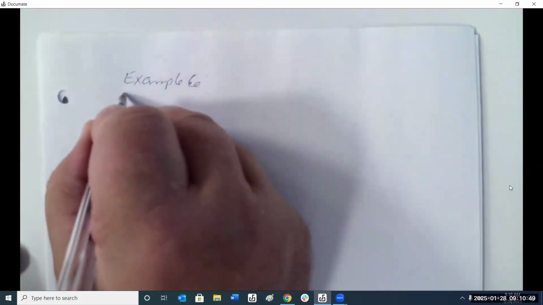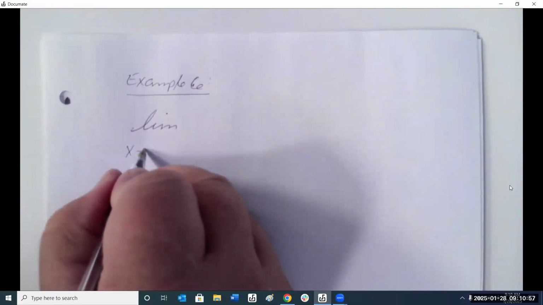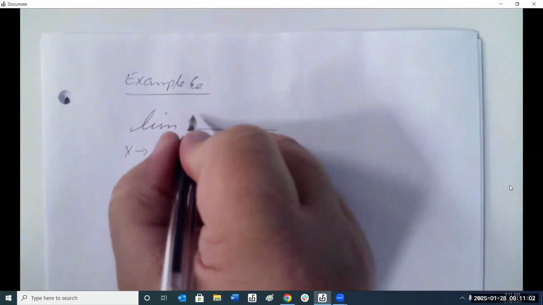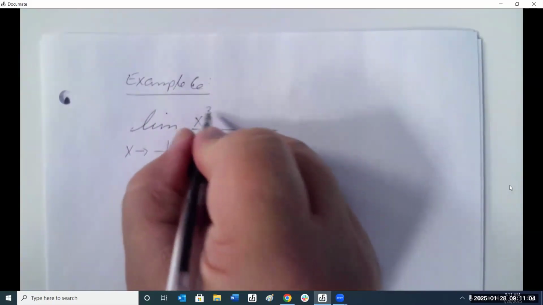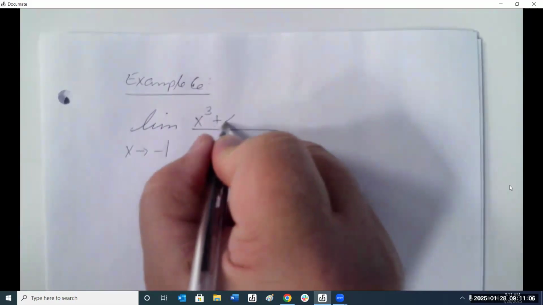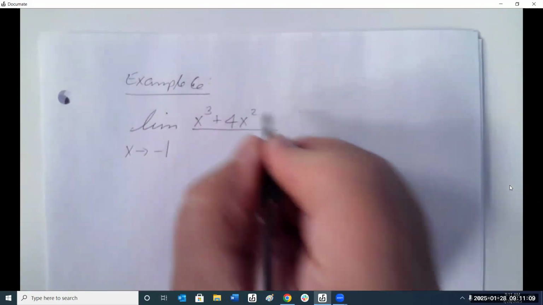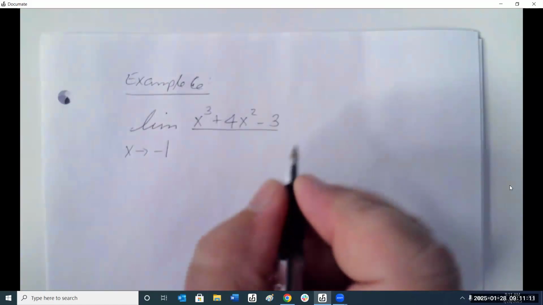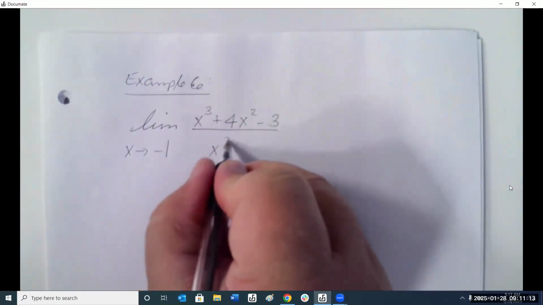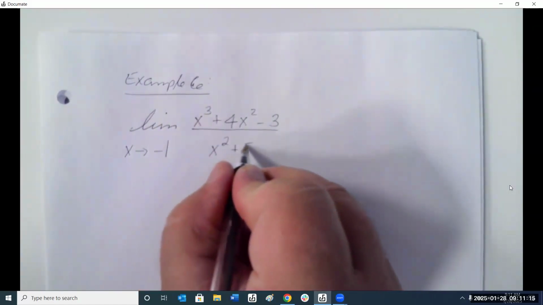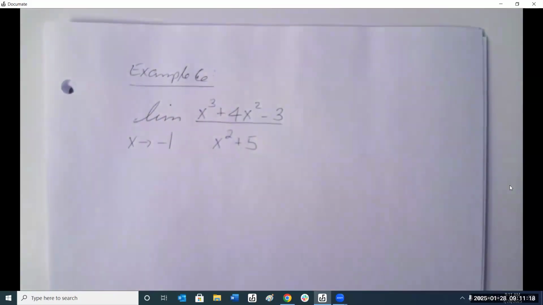Example 6. The limit as x goes to -1 of x cubed plus 4x squared minus 3x squared plus 5. Work that one out.